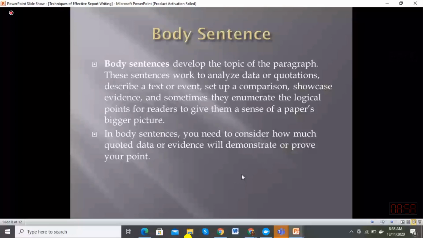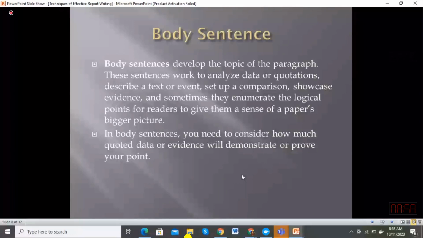Body sentences develop the topic of the paragraph. These sentences work to analyze data or quotations, describe a text or event, set up a comparison, showcase evidence, and sometimes enumerate the logical points for readers to give them a sense of the paper's bigger picture. In body sentences, you need to consider how much quoted data or evidence will demonstrate or prove your point.